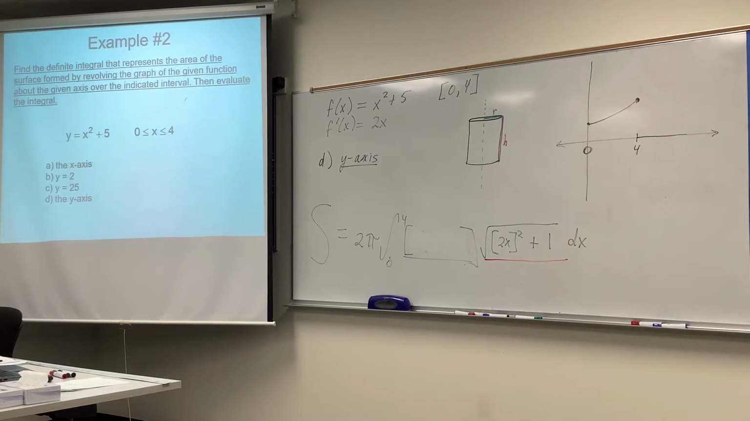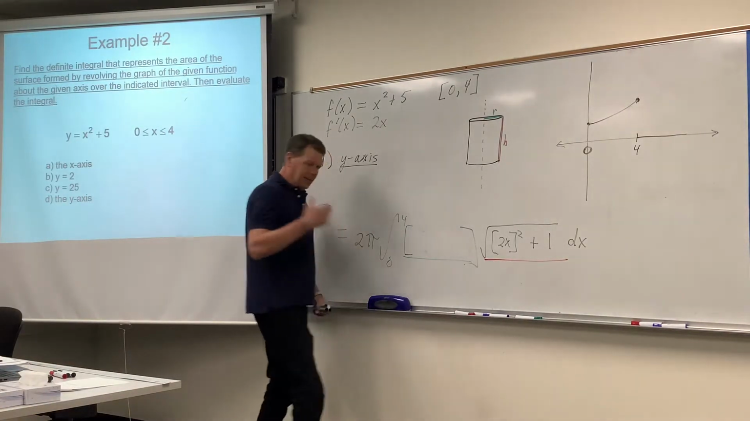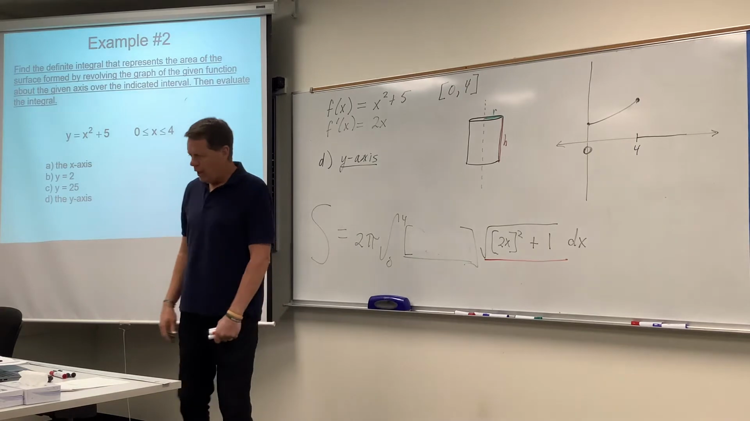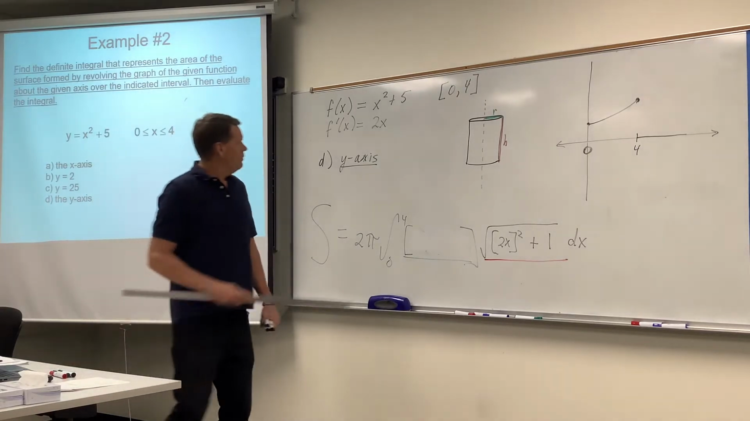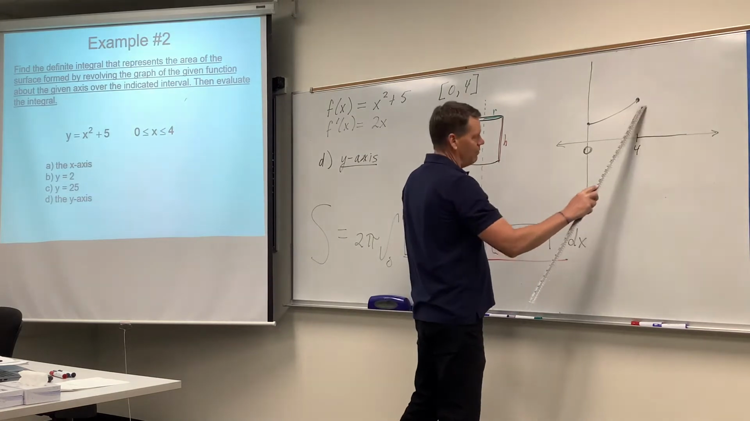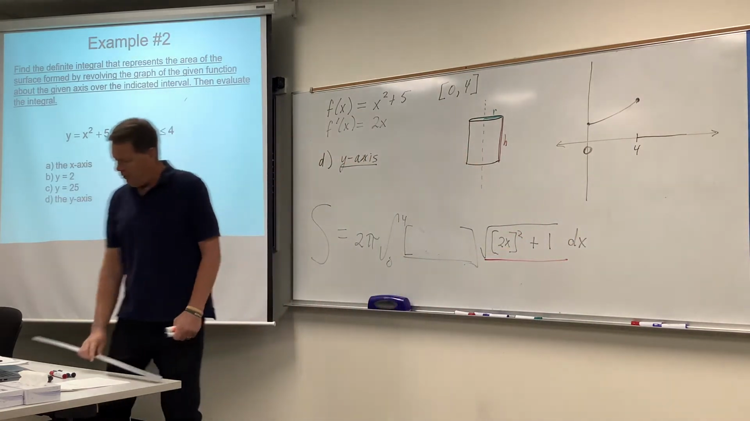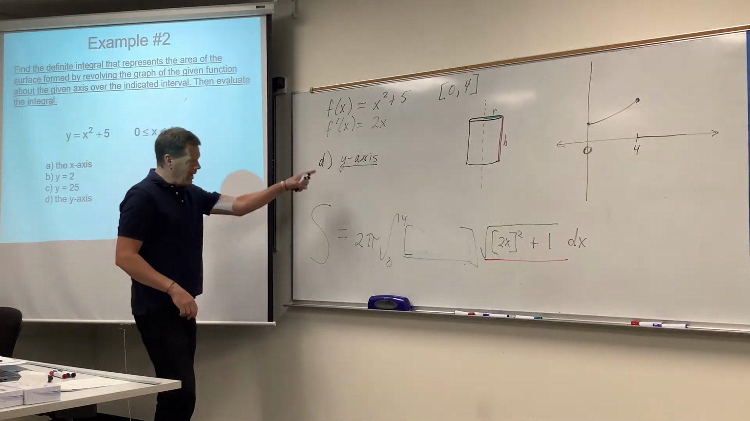Here we go with example 2, parts D, E, and F. They're going to be very similar to each other, and you will find similar things on homework as well. All right, we have that function again, x squared plus 5, on the interval from 0 to 4. This time they want us to revolve that curve around the y-axis.